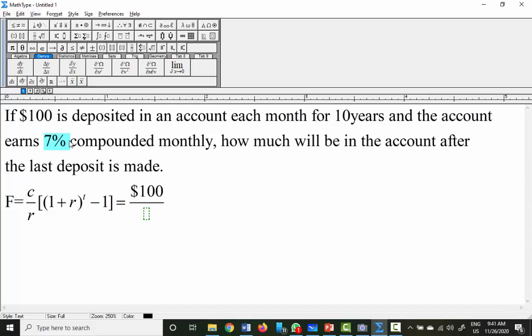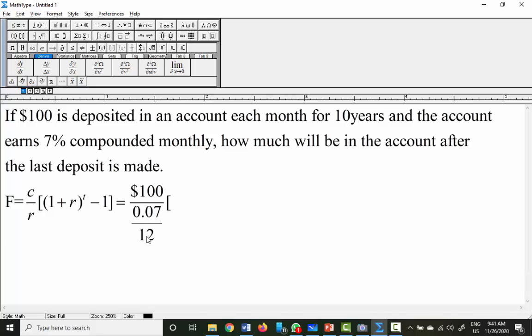The interest rate is 7% compounded monthly. So 7% is the annual rate, but it will be compounded on a monthly basis. That means we need to find the monthly rate. 7% means 0.07, and this is the annual rate. To convert it to a monthly rate, in 1 year we have 12 months, so we divide it by 12.